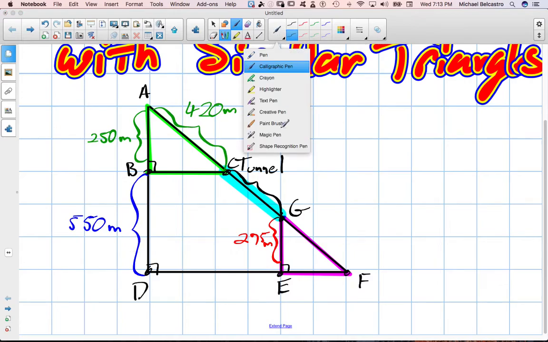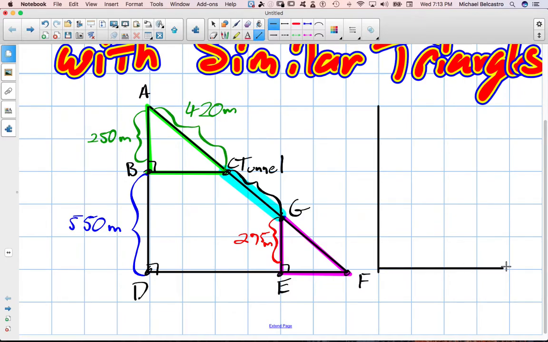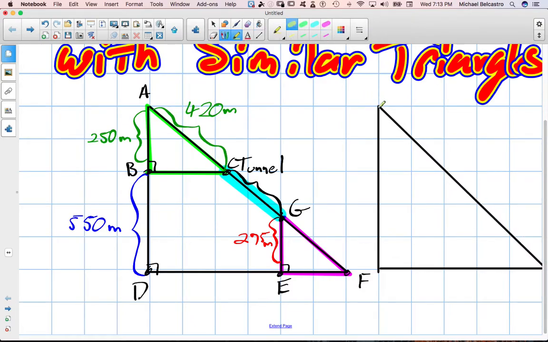Now, each of these triangles has a right angle base, and they have angles that are the same as the greater triangle. It's kind of hard for me to highlight the greater triangle, so I'm going to recreate it, probably not quite to scale. It looks something like that. We're going to highlight this one in yellow.